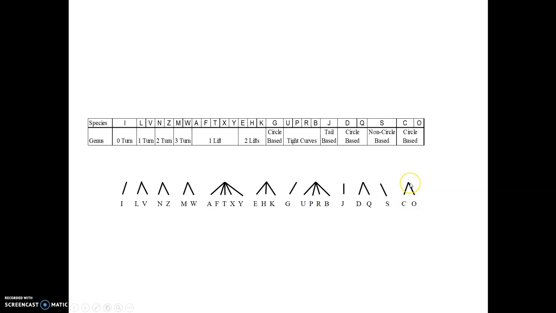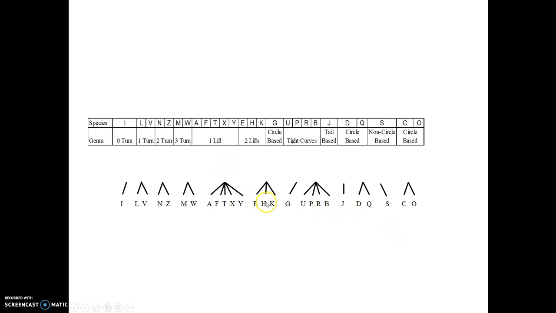So C and O are both circle based. S is not based on a circle. It's got too many tight curves. D and Q are based on a circle, and so is G, circle based. It's just got cut and a little squished. So these letters all have tight curves, the bottom of the U, the sides of the P, R, and B. The J is just a straight line with a little tail on it.